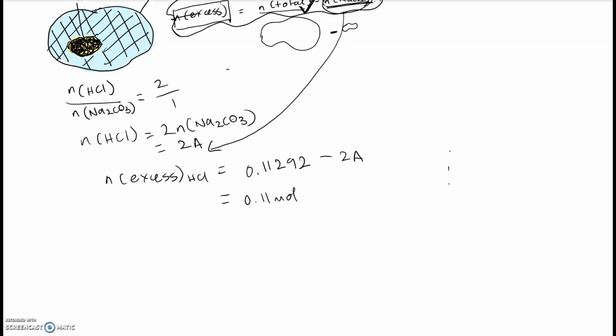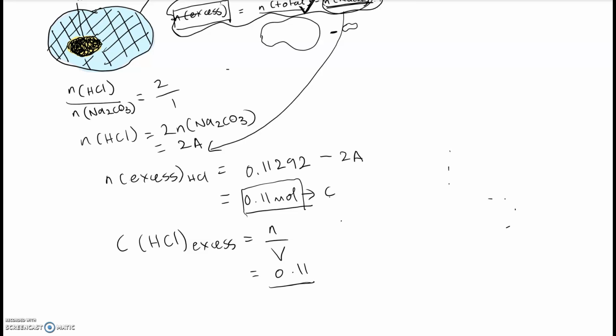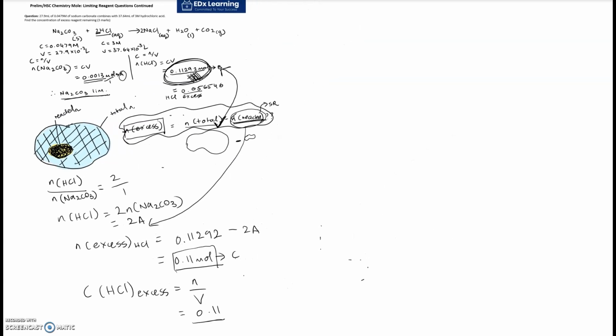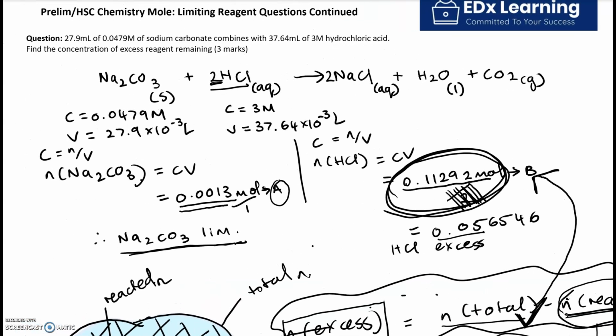I've got the number of moles, but the question is asking me for the concentration of HCl that's in excess. And for that, I simply have to use C equals N over V. I've got my number of moles here. And let's say I stored this to the correct total value as C in the calculator. Now, in terms of volume, which volume should we use in this question? Do we use the 27.9 ml or the 37.64 ml?